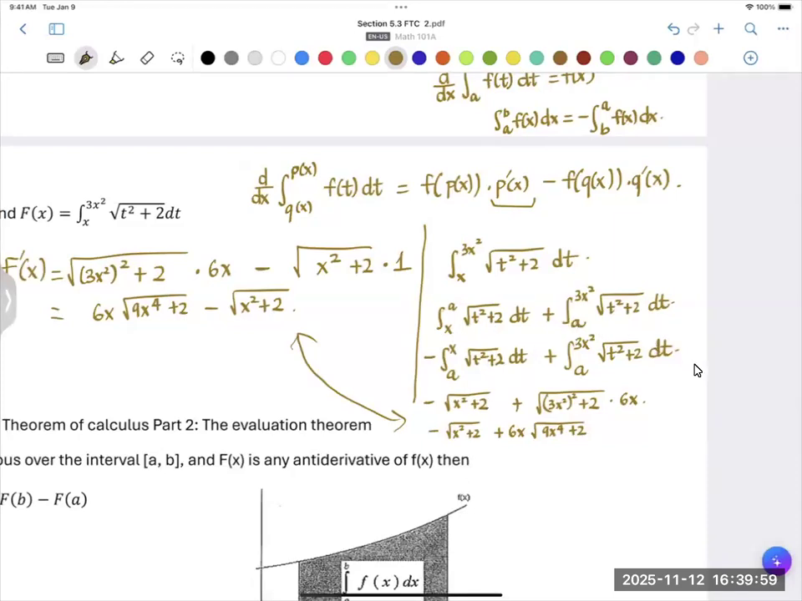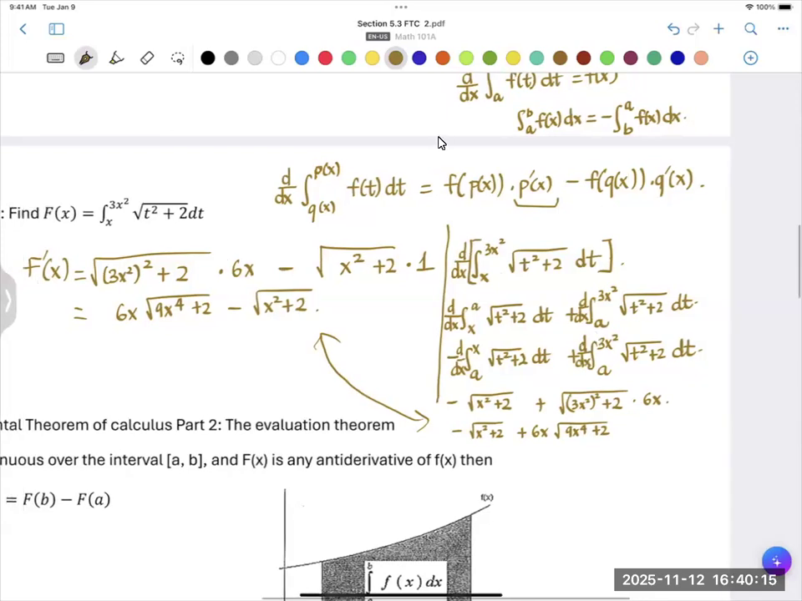And make sure you put the d over dx. Okay, d over dx. Okay, and that's how you do the fundamental theorem part 1.